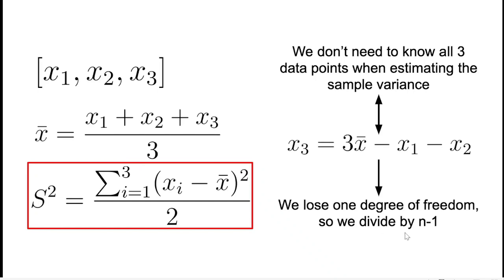So this is the second reason. These are the 2 reasons because of which the variance is divided by n minus 1, and the standard deviation likewise.